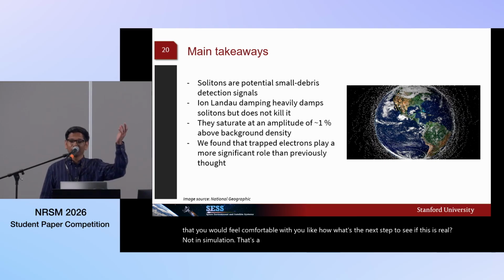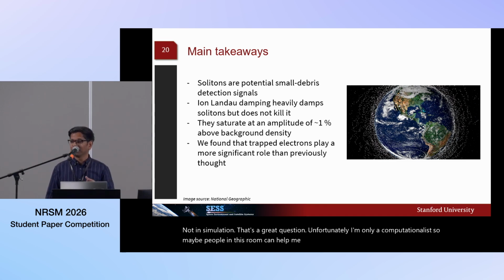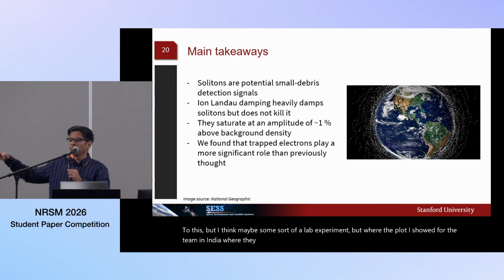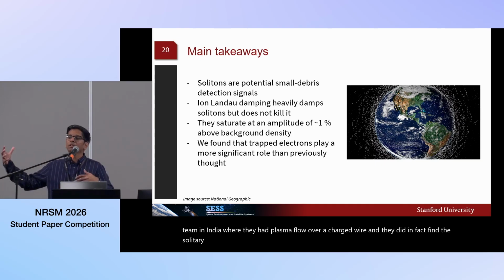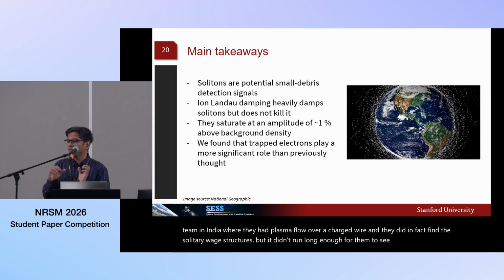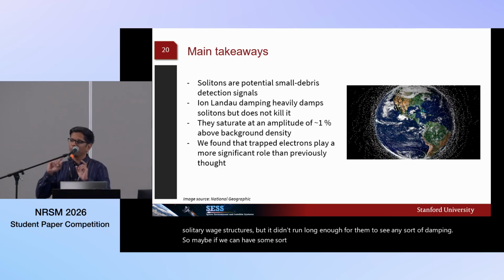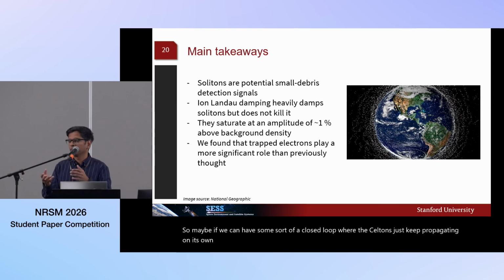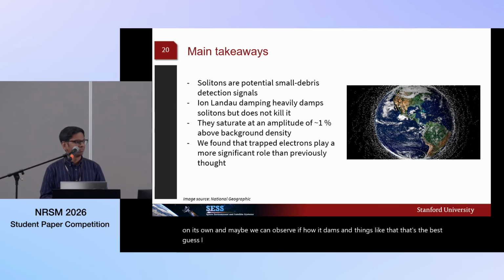That's a great question. Unfortunately, I'm only a computationalist, so maybe people in this room can share their expertise in helping me come up with an experiment for this. But I think maybe some sort of a lab experiment, like the plot I showed for the team in India, where they had plasma flow over a charged wire, and they did in fact find these solitary wave structures, but it didn't run long enough for them to see any sort of damping. So maybe if we can have some sort of a closed loop where the solitons just keep propagating on their own, maybe we can observe how it damps and things like that. That's the best guess I have. Thank you.